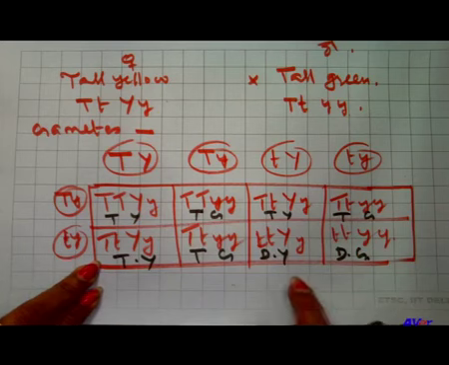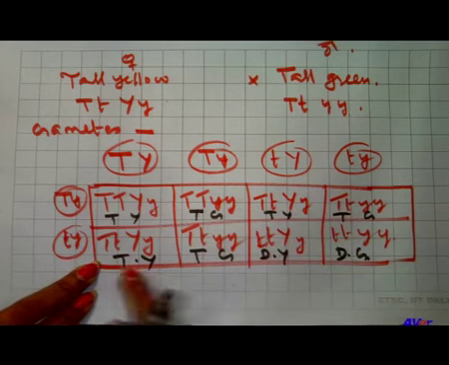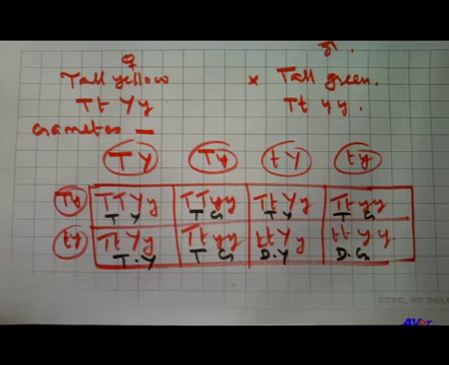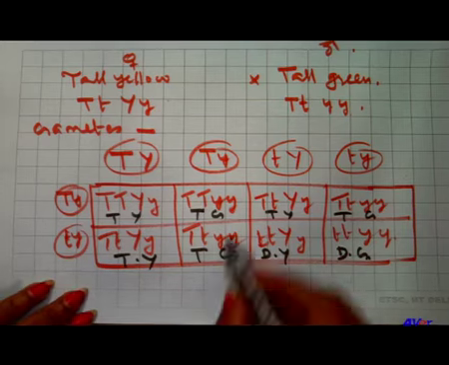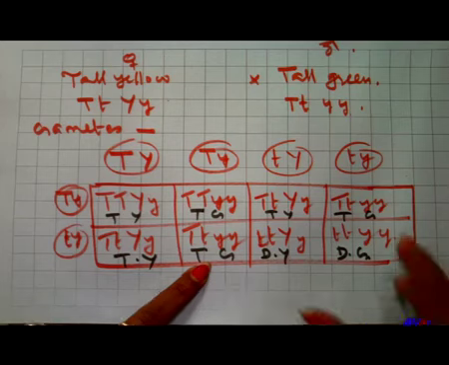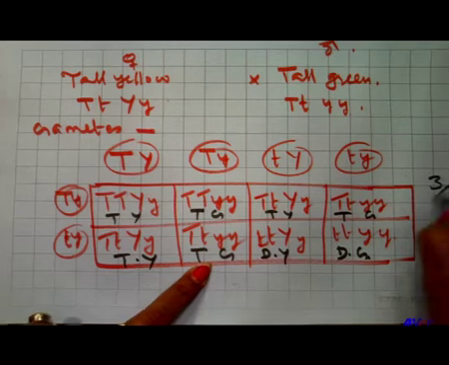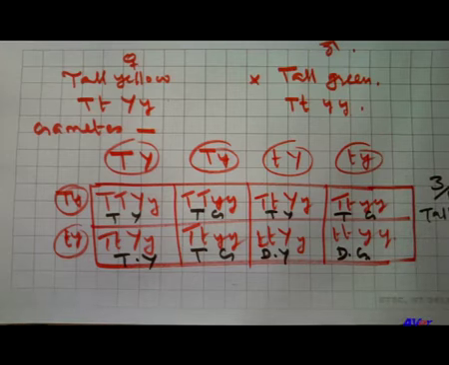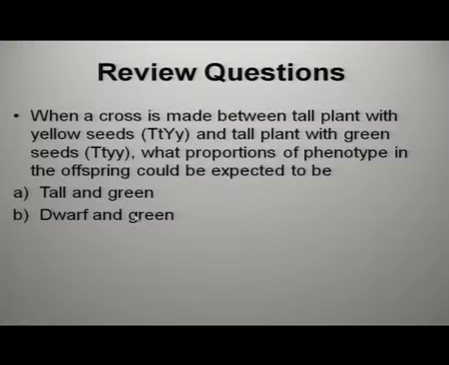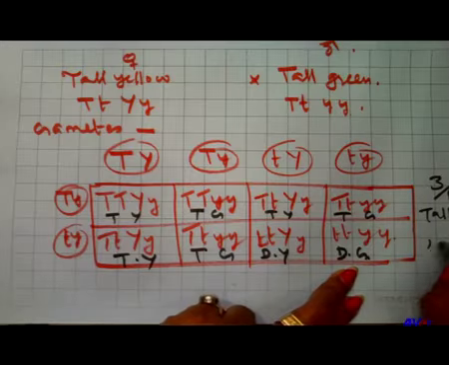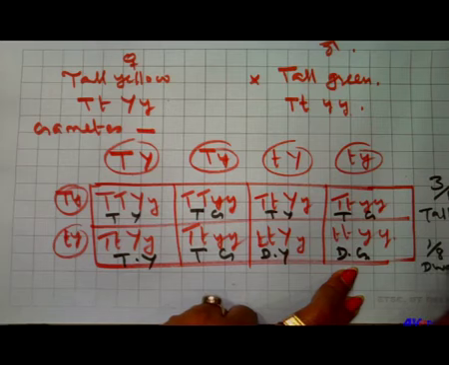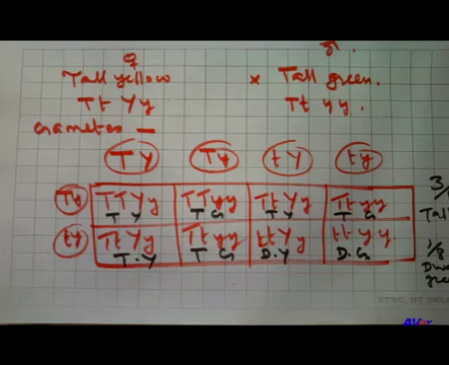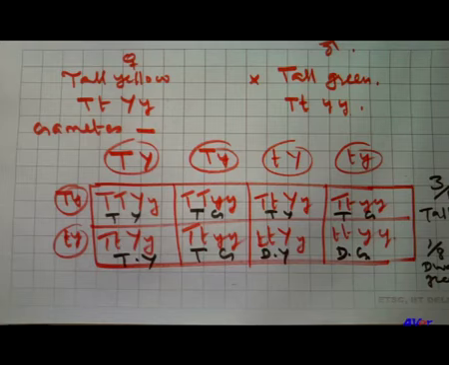Here are 8 progenies. Out of that 8 progenies, tall and green, 1, 2 and 3. 3 by 8, tall green. Now the second question, that is dwarf and green. Dwarf and green is only 1 by 8. So this is the answer for this particular question.